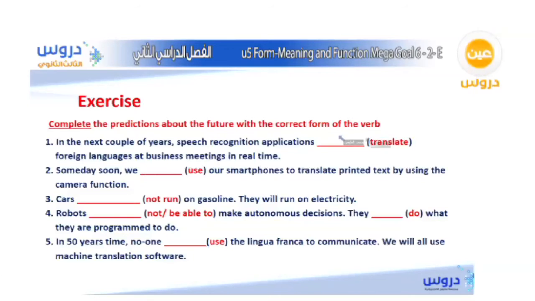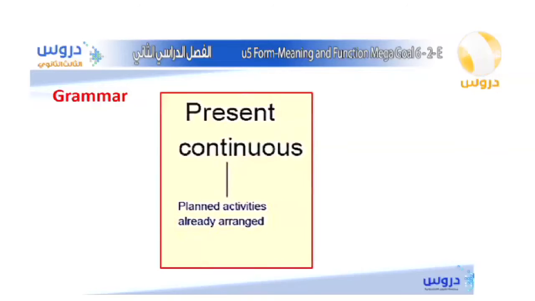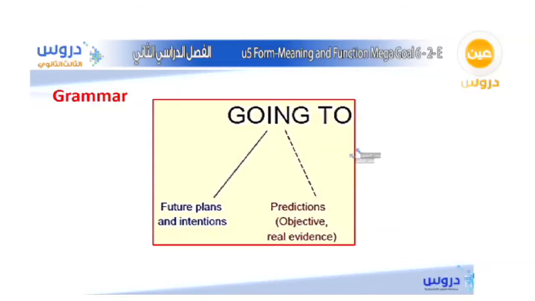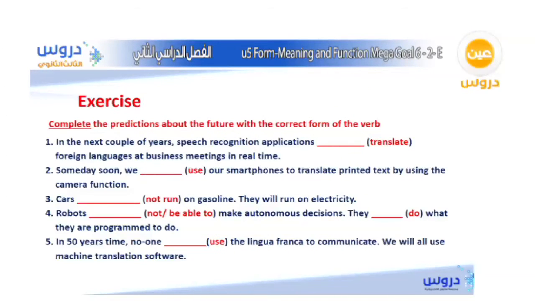So what can we write here? We have will, going to, and you can use present continuous. This is prediction, so we can use either going to or will with predictions. So the answer is will translate or are going to translate. Both answers are correct. Is that clear? Okay, now I've answered this for you. I want you to think about the second one.